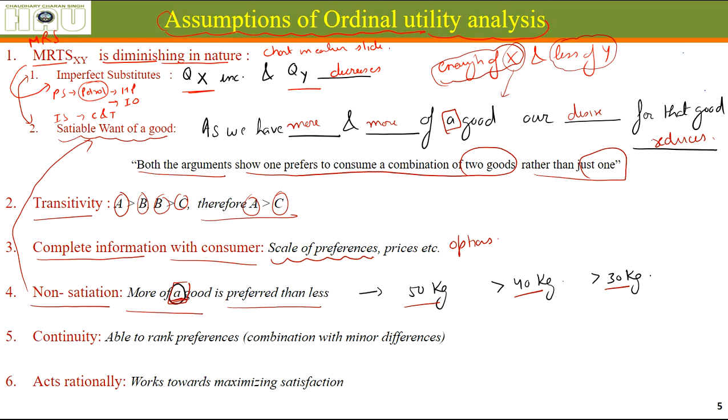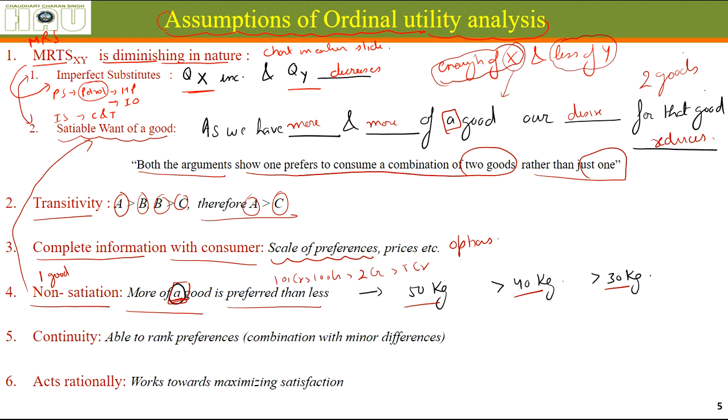Herein we are discussing two goods in combination. That's why the want of a good is satiable. But if you are talking only about one good in particular, then it is natural: more money is preferred to less. We prefer 2 crores more than 1 crore, we prefer 100 crores more than 2 crores, we prefer 101 crore more than 100 crores.